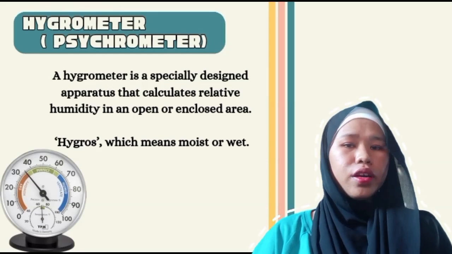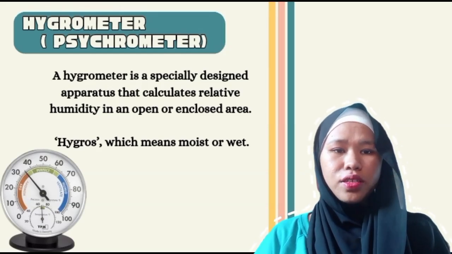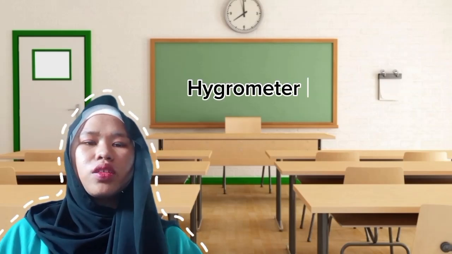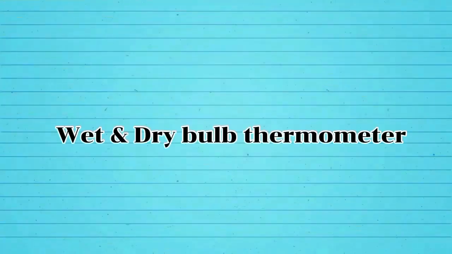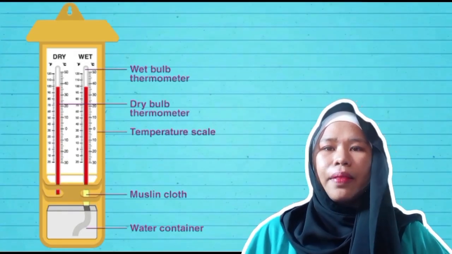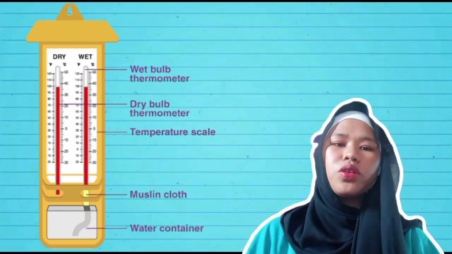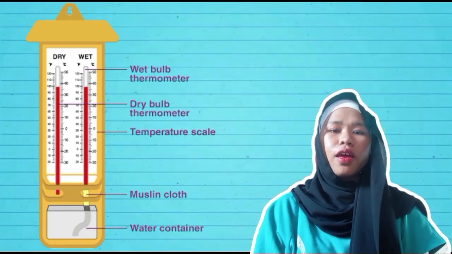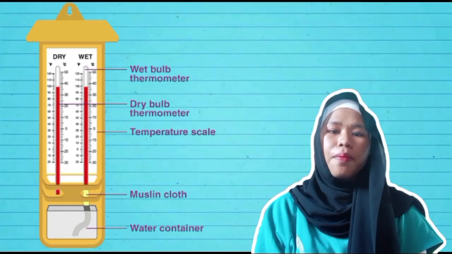So the term hygrometer is formed from the Greek word hygros, which means moist or wet. In order to determine the relative humidity, the hygrometer makes use of a wet bulb and a dry bulb thermometer. A wet bulb thermometer and a dry bulb thermometer are essential tools for measuring temperature and humidity. As you can see in the picture, on the left side is the wet bulb thermometer and on the right side is the dry bulb thermometer.